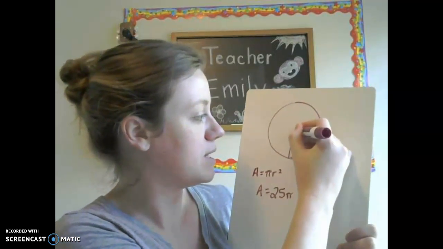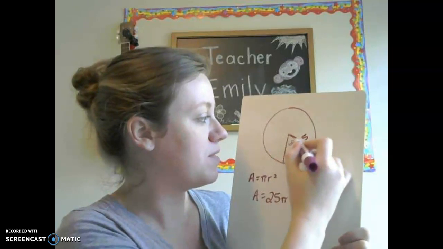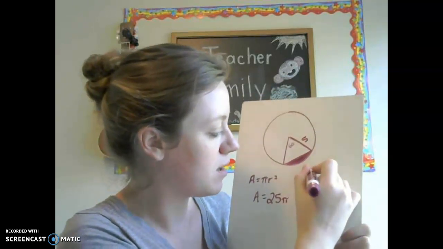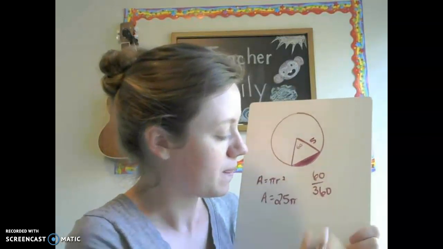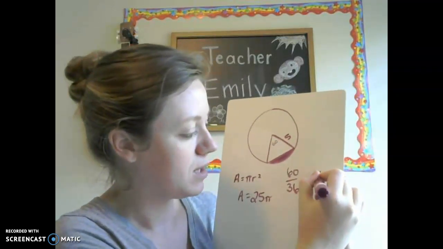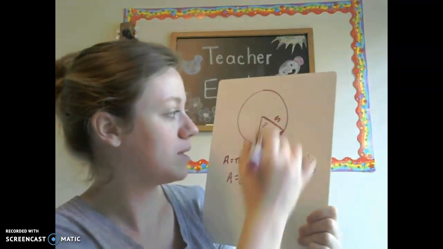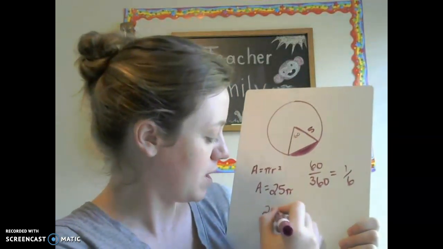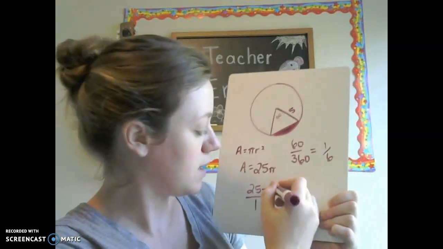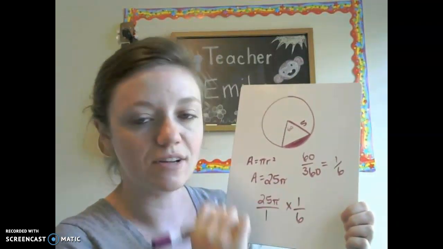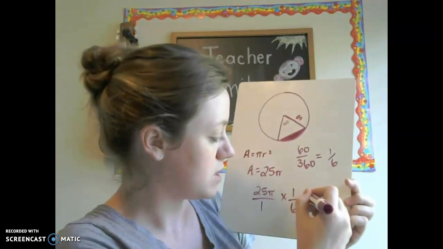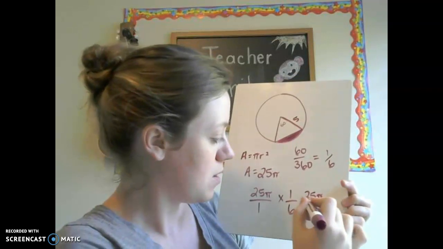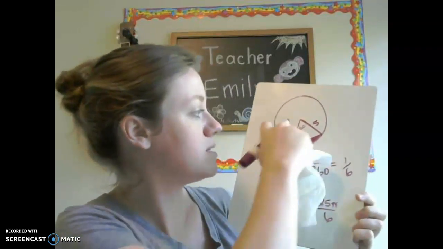Now we need to also figure out how much of the circle is this 60-degree segment. So to do that, we know that all of the angles added together is going to be 360. So 60 out of 360 is 1/6. So it's 1/6 of the circle that we're looking at here, for this pizza slice. So we need to take 25 pi times 1/6, or you could just divide it by 6, however you like to do that. So let's say 25 pi over 6 is the area of this section right here.